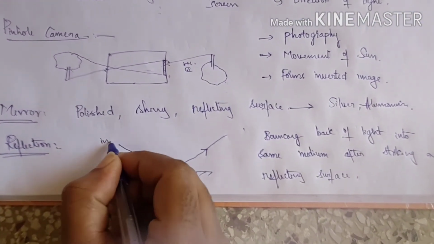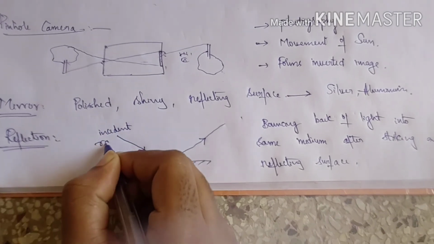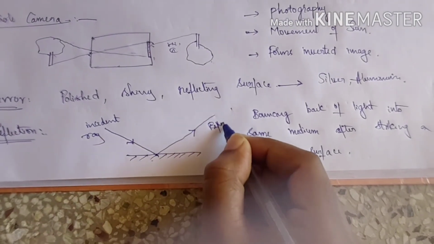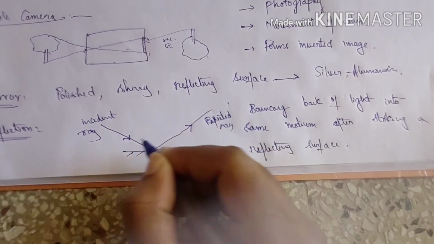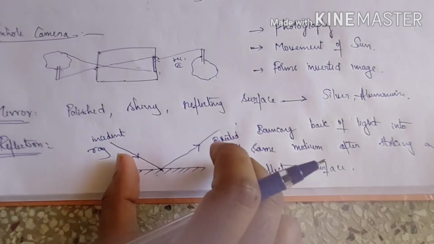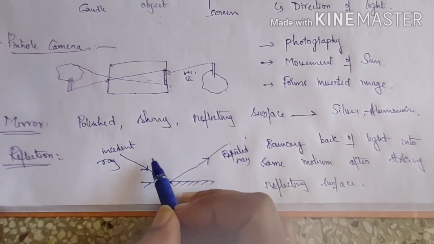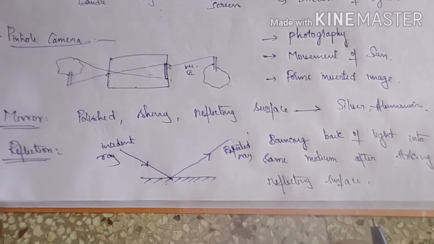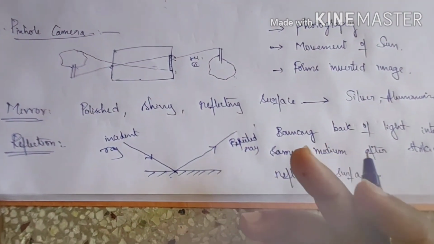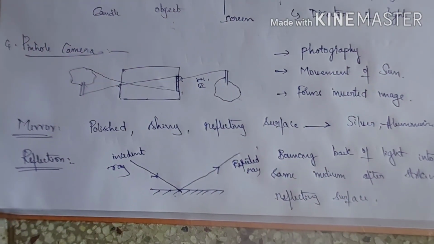So this ray is called the incident ray, and this is the reflected ray. Don't forget to put the arrows when you are drawing; this is called a ray diagram. Don't forget to put the arrows to represent the direction of the ray that is traveling. Clear? So with this, we have finished the chapter on light. Yeah, thank you.